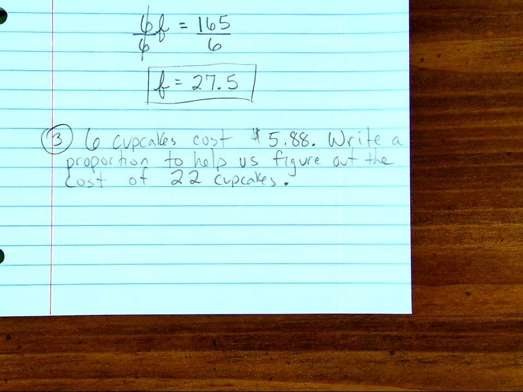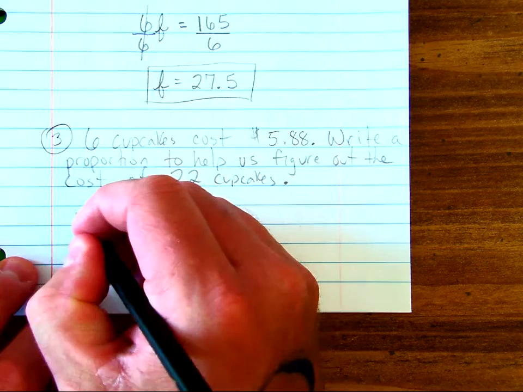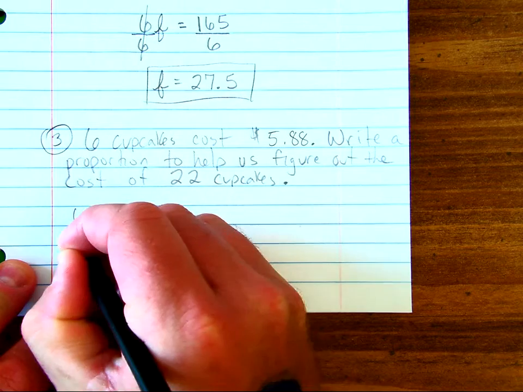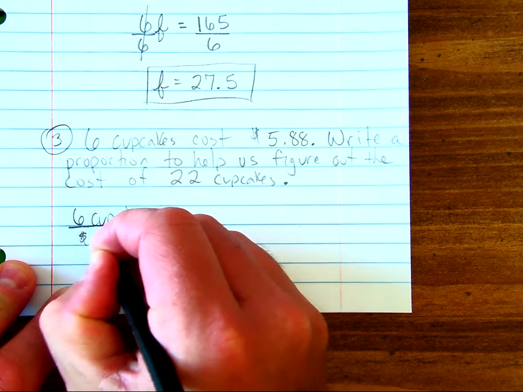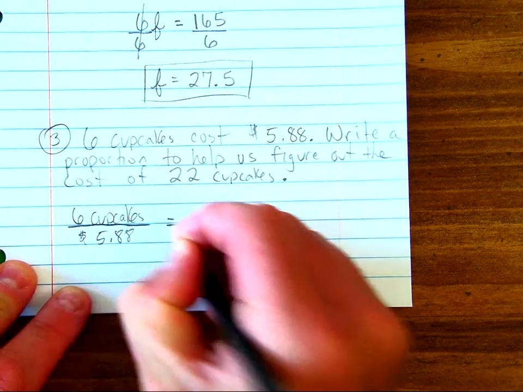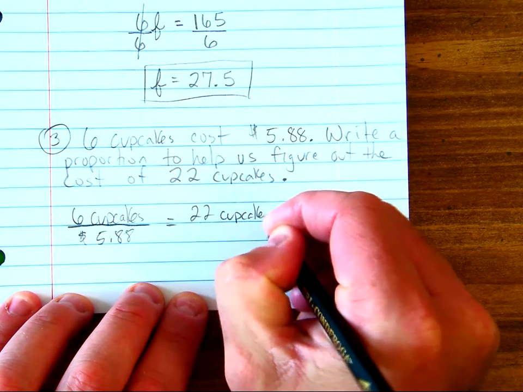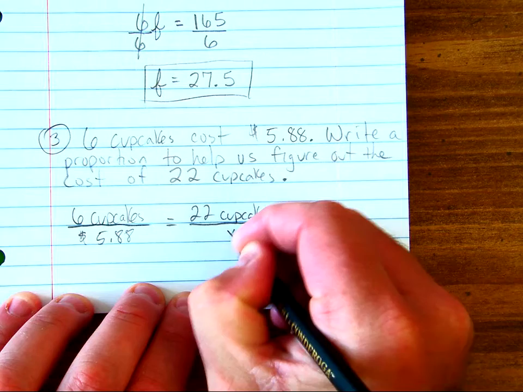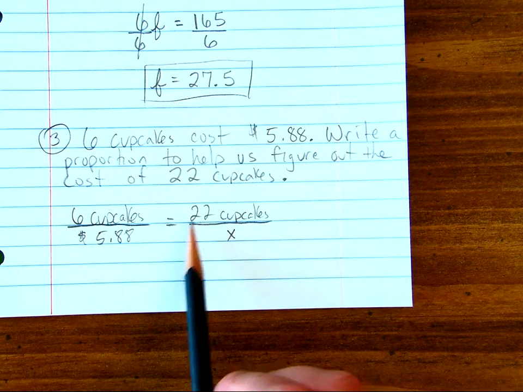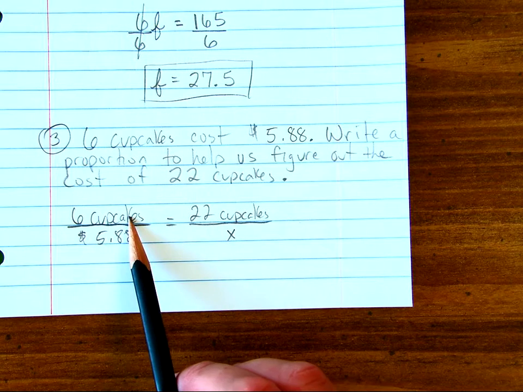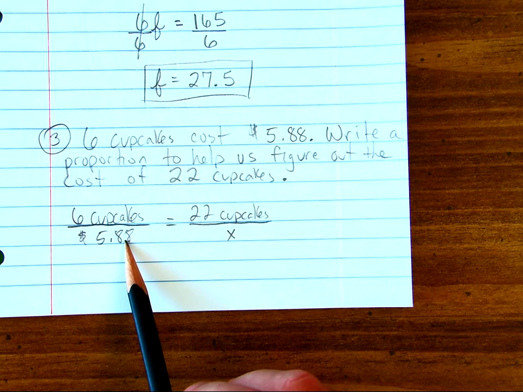Lizzie? Well, 6 cupcakes over $5.88. All right, I like it so far. And then equals 22 cupcakes over X. So let's see. We have cupcakes equal cupcakes, money equals money. Does 6 cupcakes cost $5.88? Oh, that's a good one.